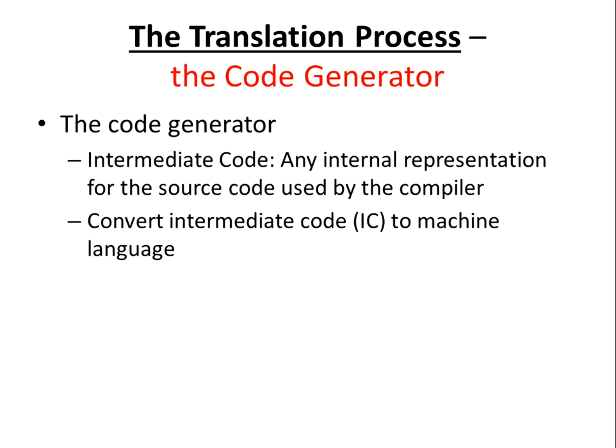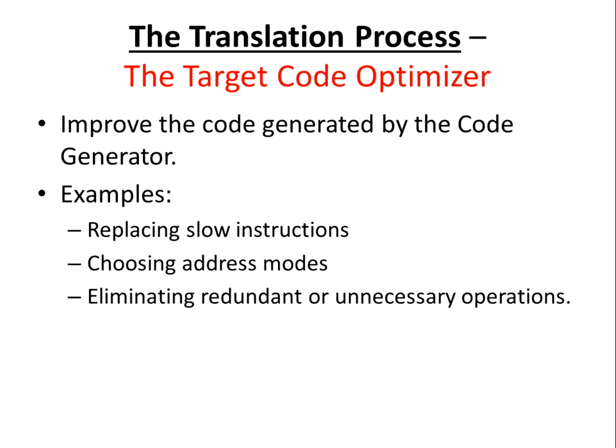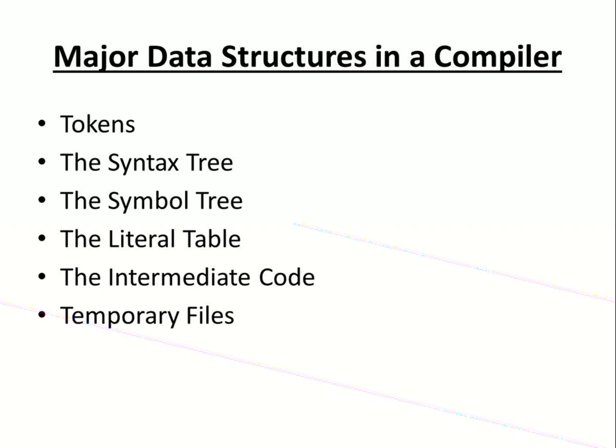The code generator takes intermediate code, any internal representation of the source code used by the compiler, and converts it to machine language. So here's an example of assembly language: move R0, index; multiply R0, 2; move R1, address A; add R1, R0; move R1, 6. The target code optimizer improves the code generated by the code generator. Examples: replacing slow instructions, choosing addressing modes, and eliminating redundant or unnecessary operations.